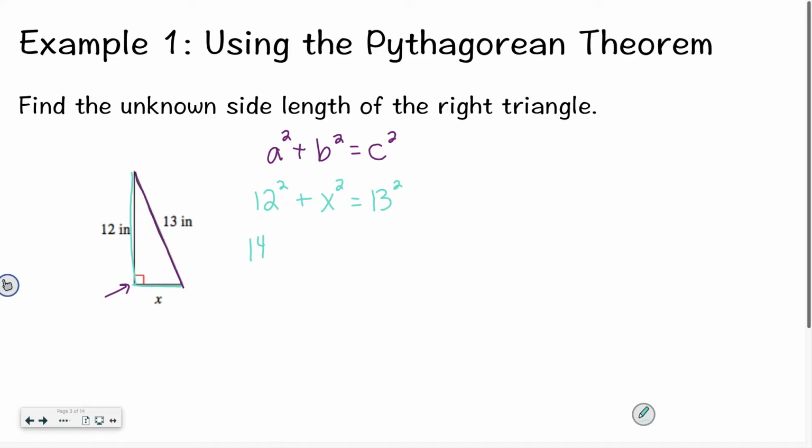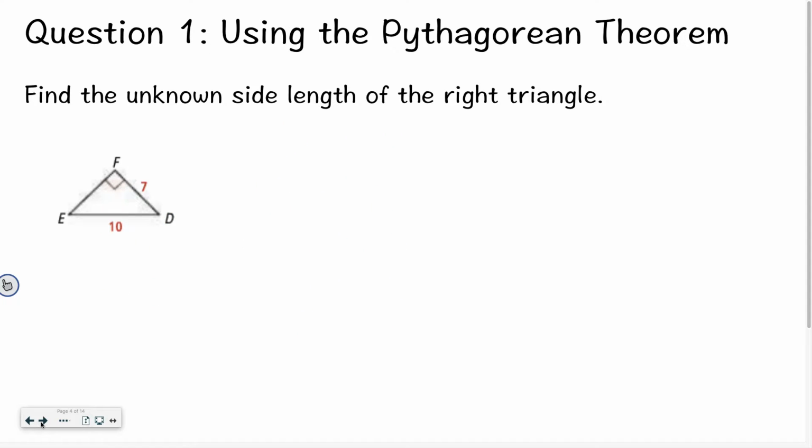So I have 144 plus X squared equals 169. Subtract 144 from both sides and you're left with 25. Undo a square by doing the square root. And the square root of 25 is 5. And yes, it could be plus or minus 5, except we don't like negative distances. So we just leave it as the positive 5, even though it's a square root. Why don't you go ahead and find the missing side? Good luck.